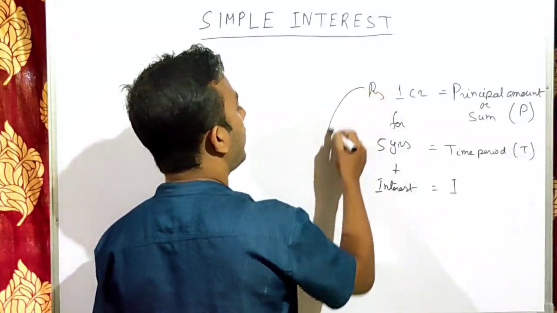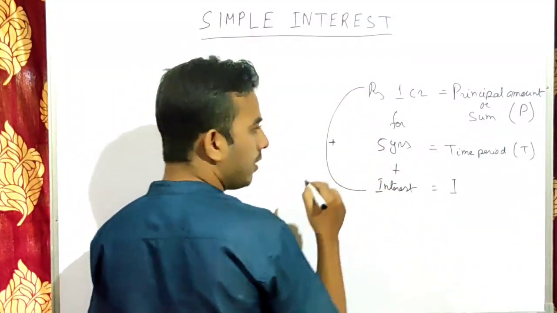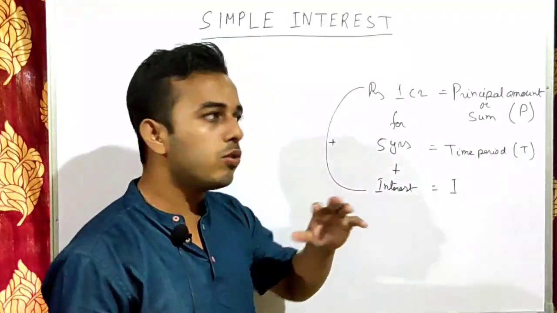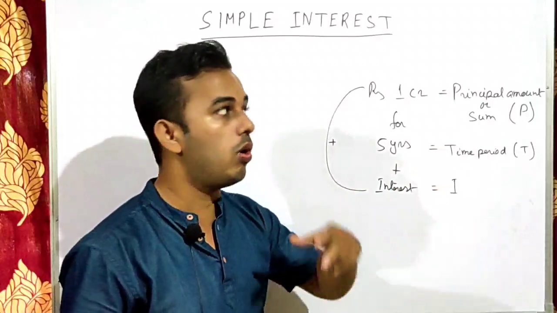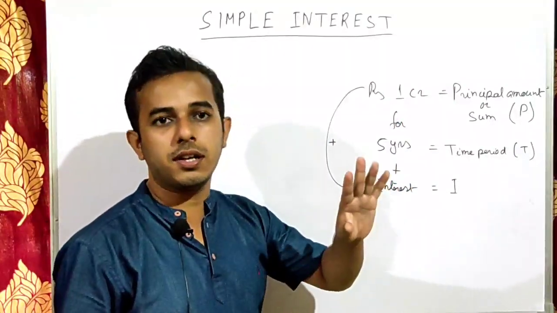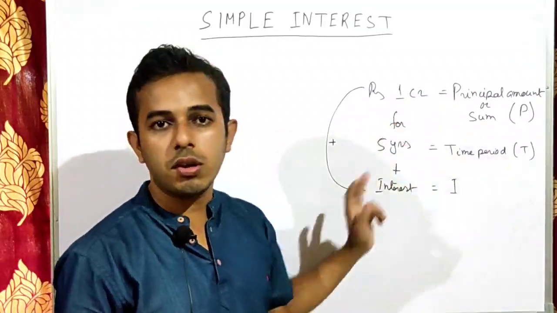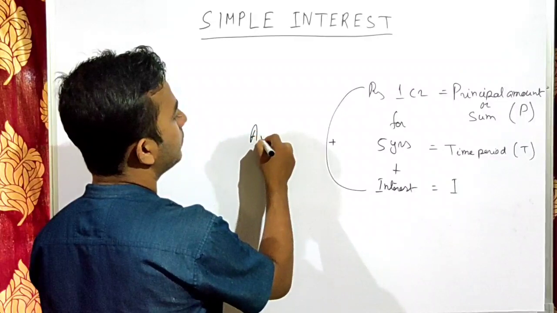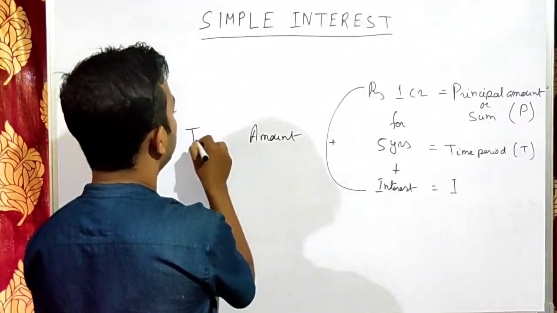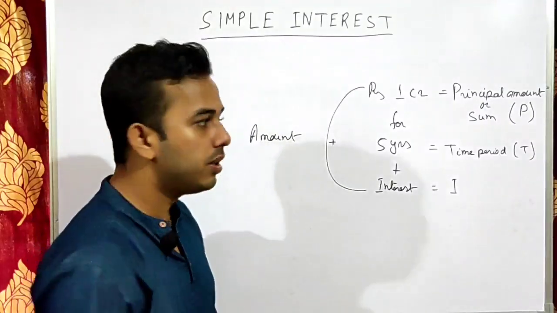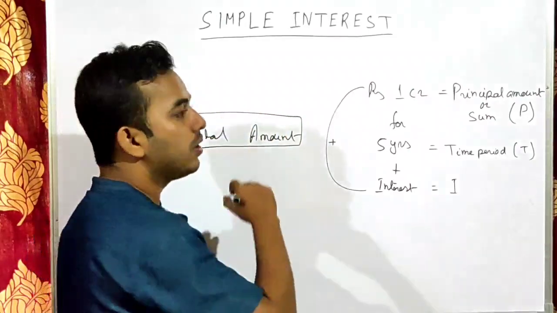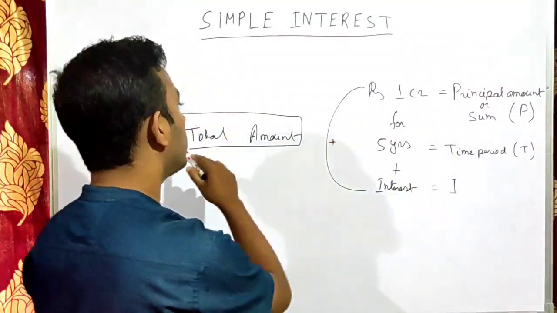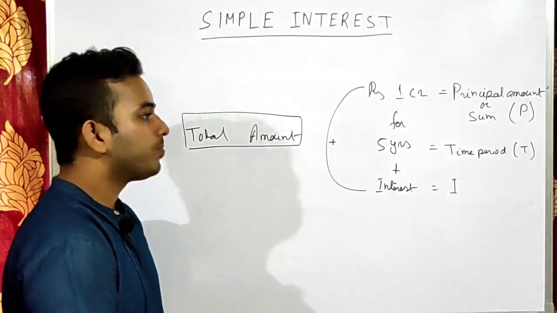Now this principal and interest. After 5 years when I go to the bank, will I take only 1 crore rupees to submit to the bank? No, I'll take 1 crore plus interest, whatever the interest may be. Both of them together are known as amount, or total amount. This amount I have to return to the bank. This 1 crore plus interest, that is principal amount plus interest, is known as total amount. Up to this clear?